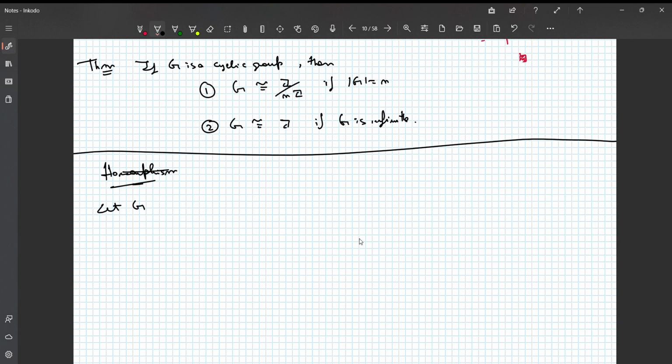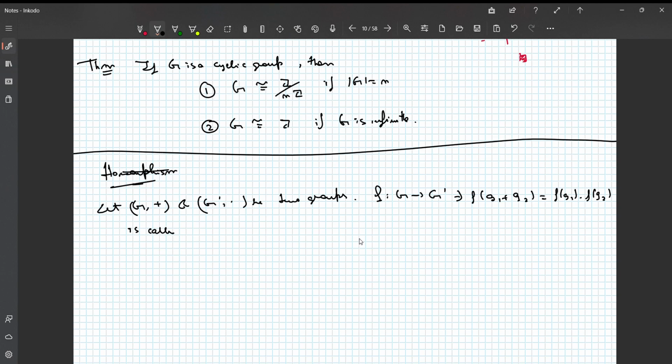Let G with respect to plus, and let's say there is some G dash with respect to dot, be two groups. Then F from G to G dash such that F of G1 plus G2 is equal to F of G1 dot F of G2 is called a homomorphism.